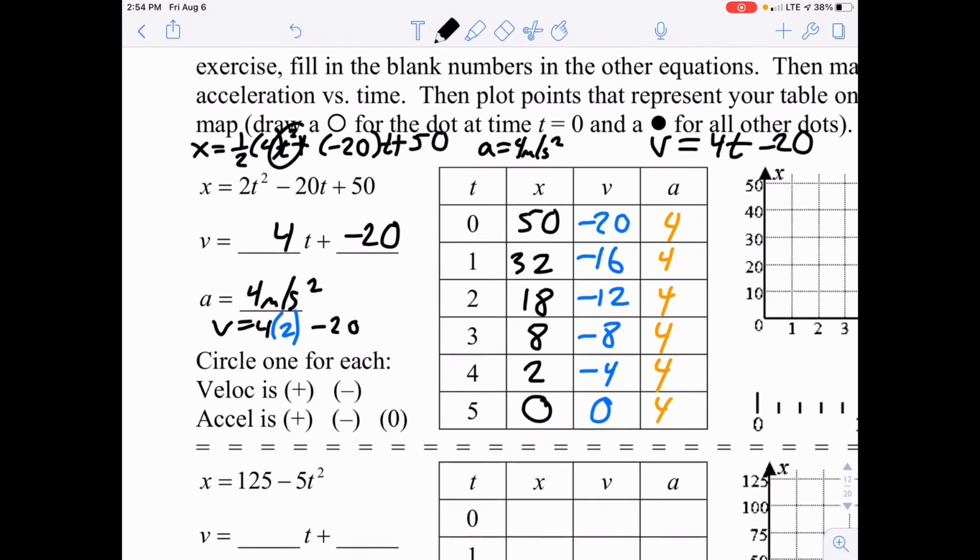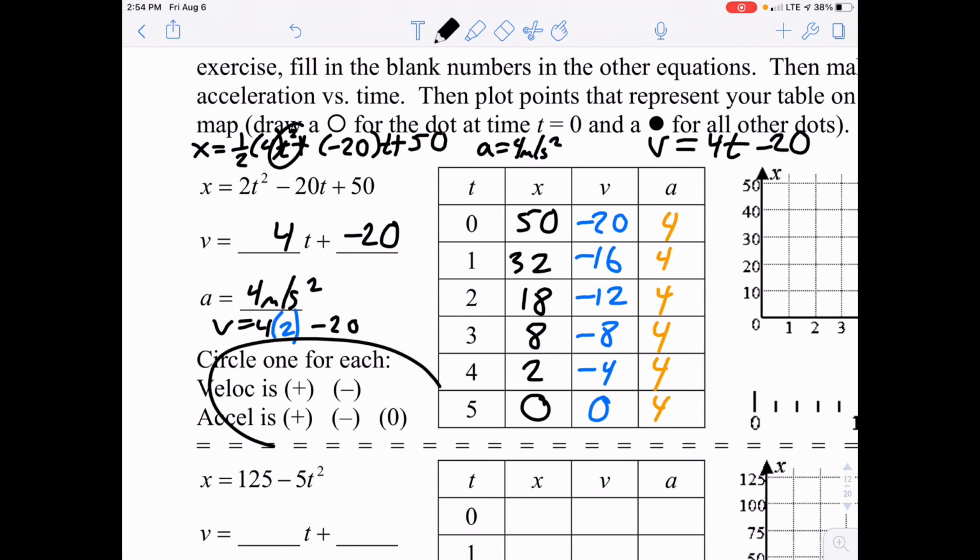Okay, so now let's fill out this portion right here. So for each one, circle for each one. Velocity is what? Positive or negative? Well, the velocity for the most part is in the negative direction until finally it stops. So the velocity is negative. The acceleration, on the other hand, are positive values. Okay, and we're gonna find out why graphically when we put this.